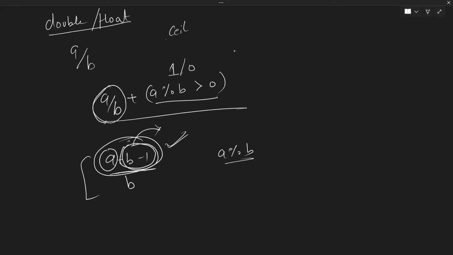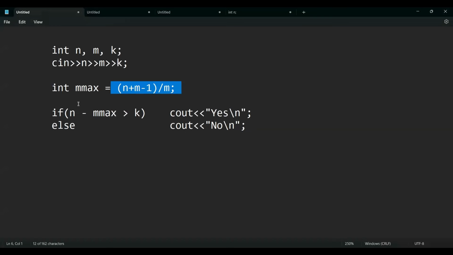So ceil division and then checking if n minus this count is more than k. So you need to print yes. That is, it's possible for Alice to print in such a way that Bob's condition is never met. Otherwise, we print no. Is it clear?